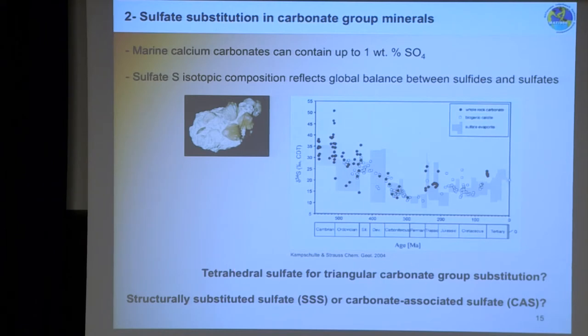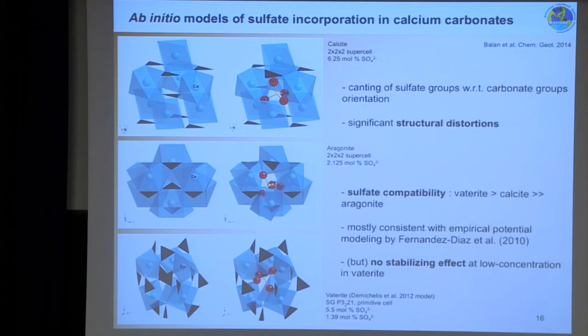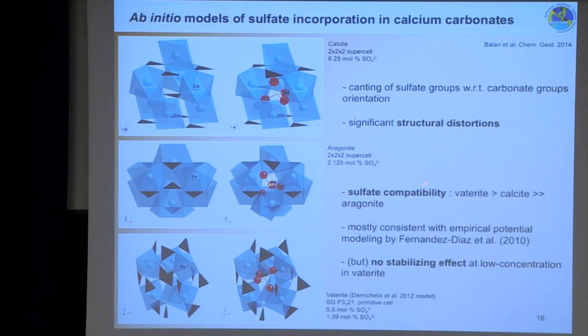Okay, so we try to address this question using theoretical tools. And we investigated various models of sulfate incorporation in the major polymorphs of calcium carbonates, using first principles quantum mechanical calculations. In most of the cases, we observe some tilting of the sulfate groups with respect to the initial orientation of the carbonate groups, and, of course, some significant structural distortion around the sulfate group that can be related to the compatibility of sulfate with the carbonate structure.